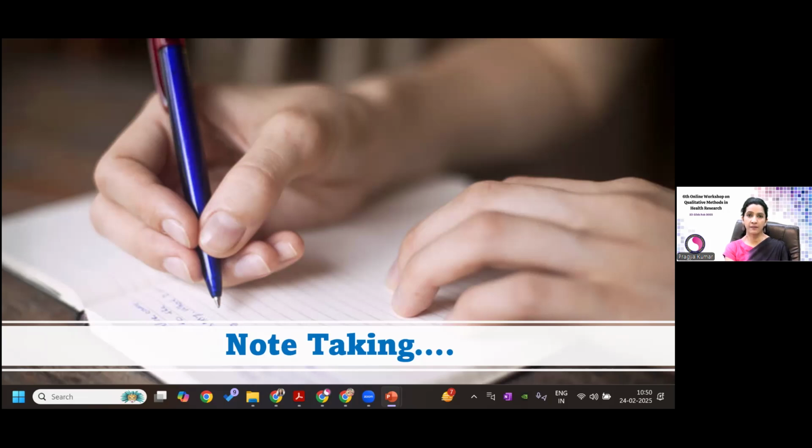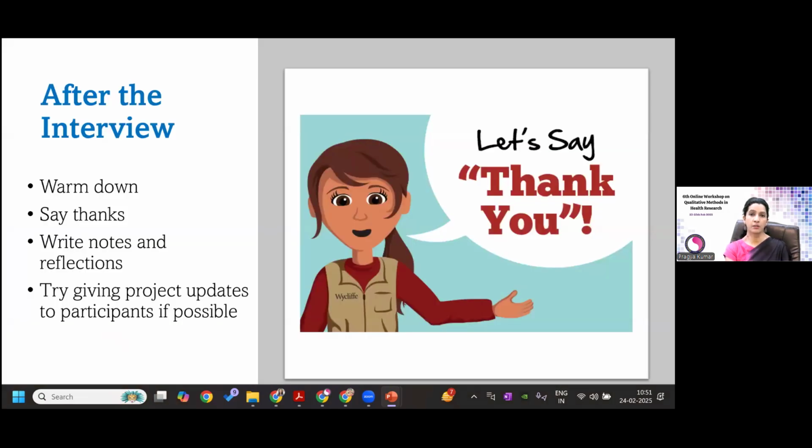And again, after the interview gets over, you can write your own reflection. That is also very important. Reflection about the whole process of the interview, and about the situation around it, regarding any disturbance which arose during the interview. Again, after the interview is over, you should say thanks.